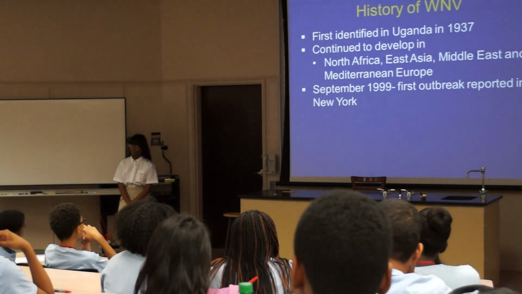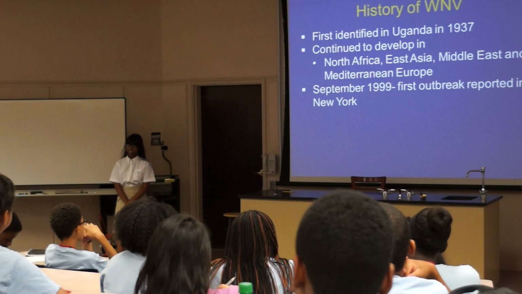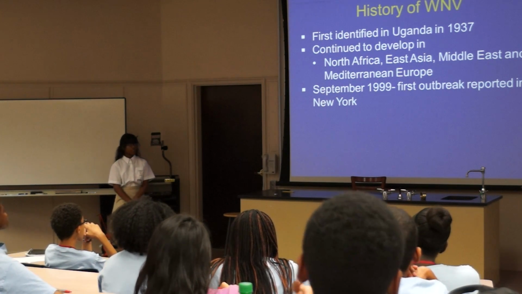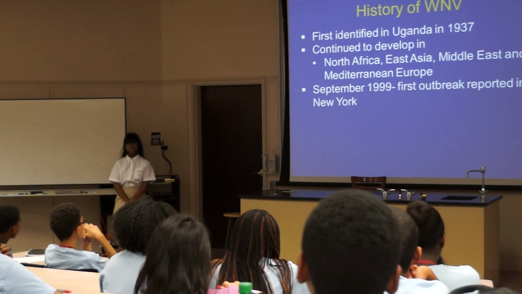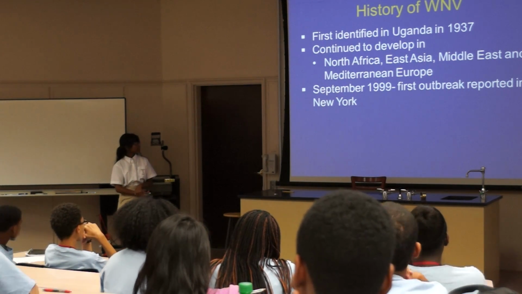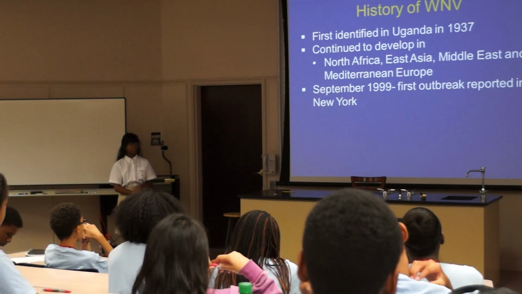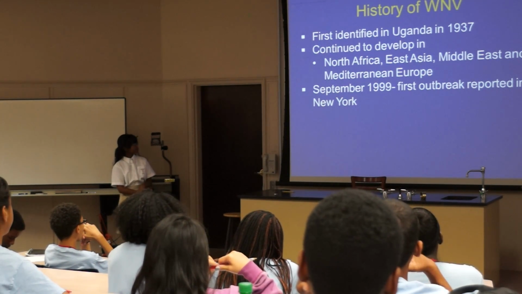The history of WNV. WNV was first identified in Uganda in 1937, and it continued to develop in North Africa, East Asia, the Middle East, and Mediterranean Europe before spreading to the Western Hemisphere. The first case that was reported in the Western Hemisphere was in September 1999 in New York.